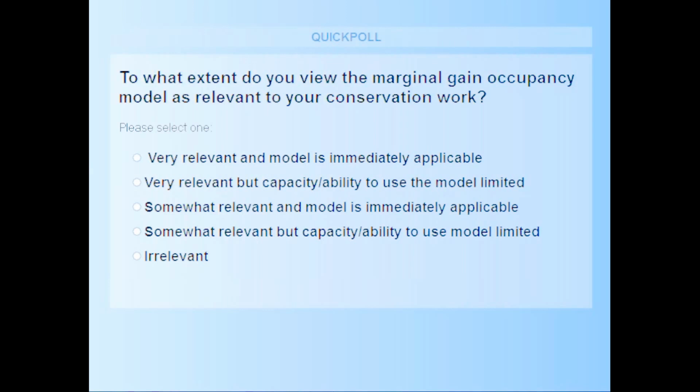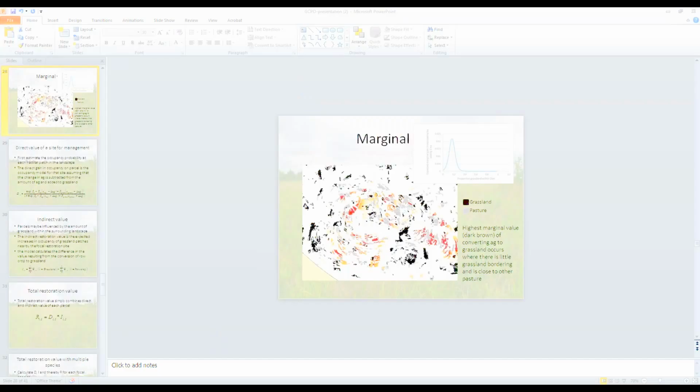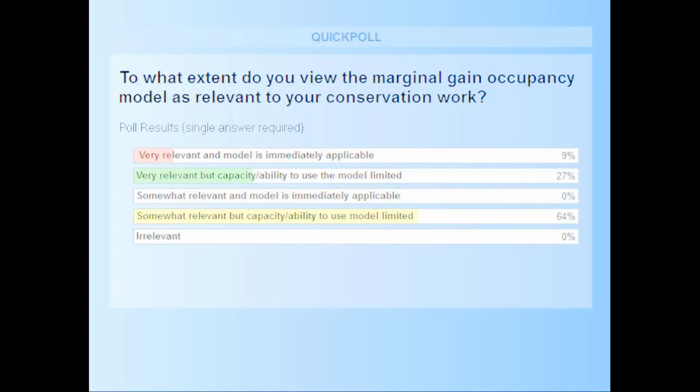We have 50% of the folks have voted. I'm going to wait a few more seconds. So I'm closing the poll, and the results show the most popular answer: 64% voted the model would be somewhat relevant, but the capacity or ability to use the model is limited. And then the next highest response was, it's very relevant, but the capacity is limited. And 9% said it was very relevant and the model is immediately applicable.